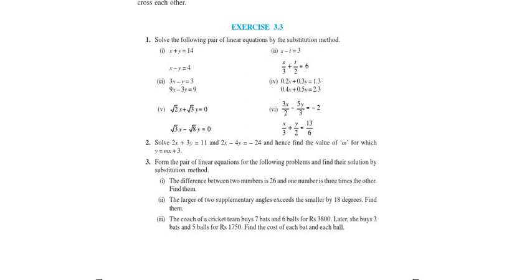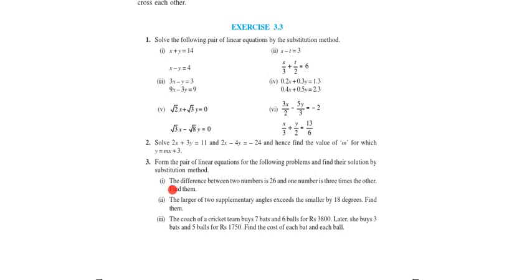Okay, so we'll start with the third question today, exercise 3.3. Form the pair of linear equations for the following problems and find their solution by substitution method. So what we are going to do is read each of these problem statements and form linear equations. Obviously two variables, and there will be a pair of linear equations, and then we'll solve them by substitution method. So let us see the first problem.